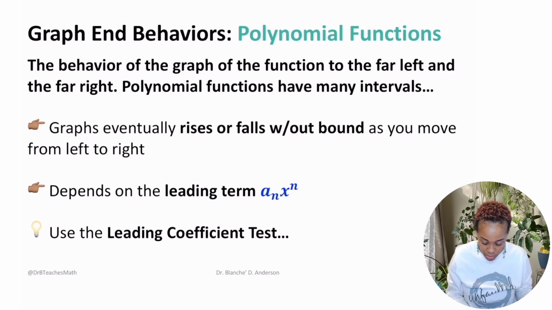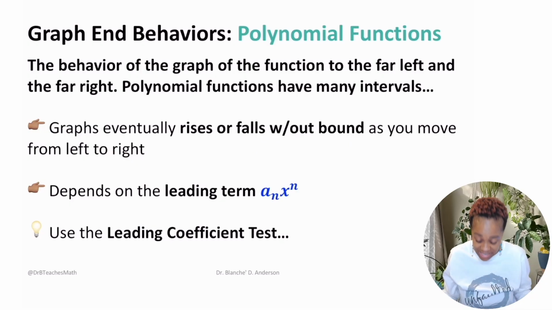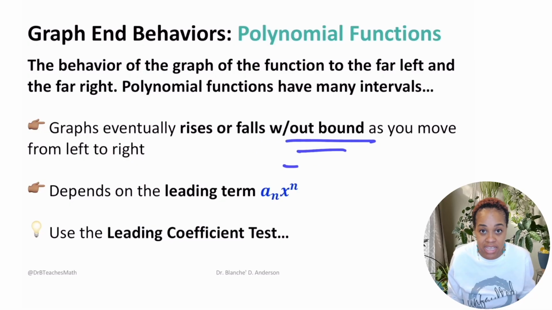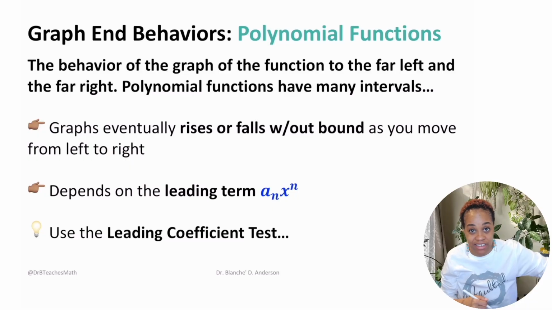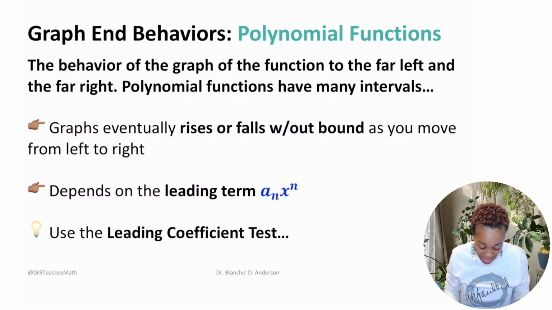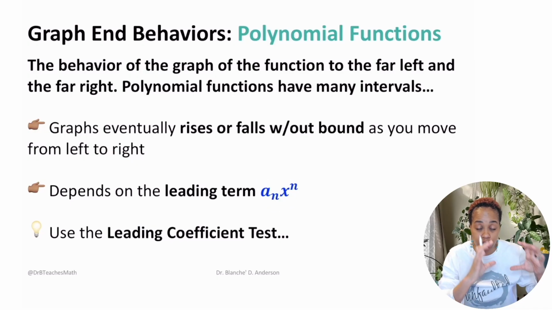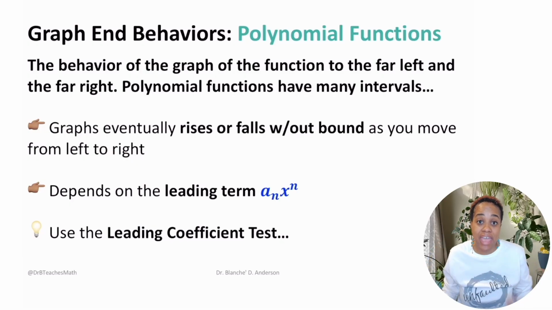It says that the graph eventually rises or falls without bound, meaning it doesn't stop. Without bound means negative infinity to infinity. That means it can keep going up and up and up, or keep going down and down and down, but in the middle, it might do something like this. That's what they mean. And it depends on the leading term. Remember, the leading term is the term that has the variable with the highest power exponent. And they have what they call the leading coefficient test.